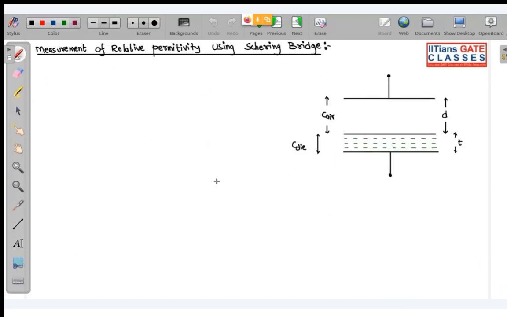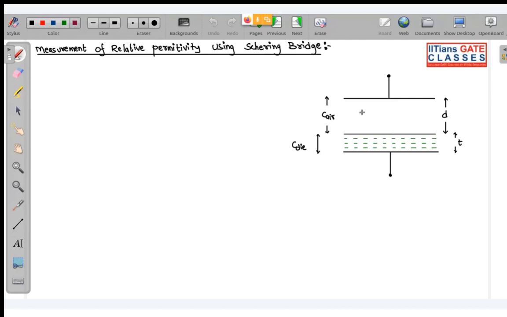So now what we are going to do, with the help of the Schering bridge, we are going to calculate the relative permittivity of this medium. This green color is the medium that we have. So if I want to calculate the relative permittivity of this medium, how are we going to do this using the Schering bridge? That only we are going to see.